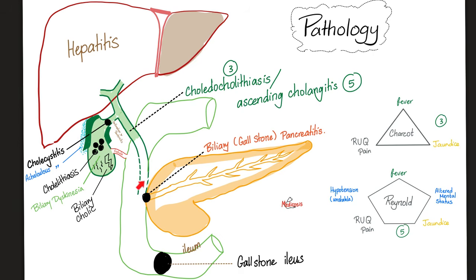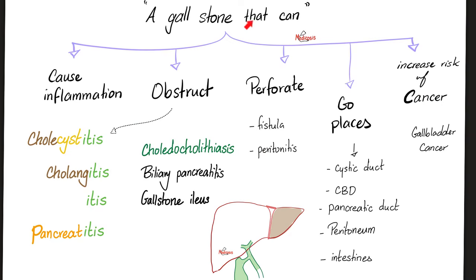The stone is at the head of the pancreas, gallstone pancreatitis. The stone is in the small intestine obstructing it, gallstone ileus. It only happens after a fistula. The gallstone is evil. It can cause inflammation. It can obstruct. You get cholecystitis, cholangitis, anything that ends in itis, pancreatitis. You get choledocholithiasis, biliary pancreatitis, gallstone ileus. The stone can perforate, causing peritonitis or a fistula between the gallbladder or any surrounding structure, such as the intestine.